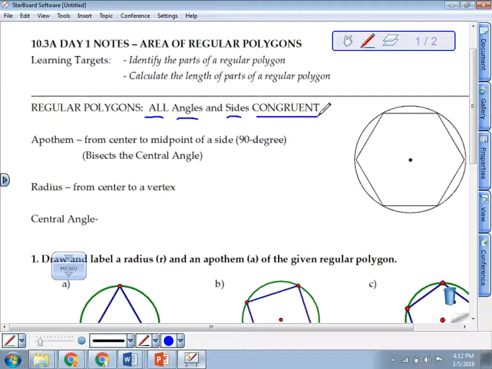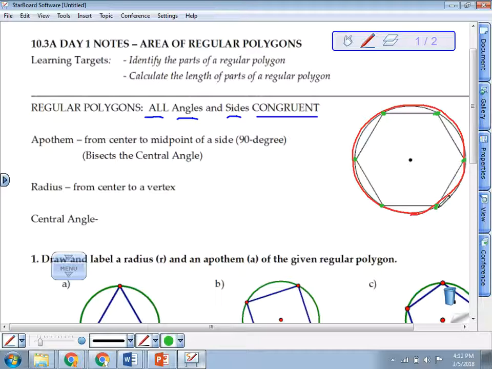Now, if you take a regular polygon, which we have in the middle here, which is a hexagon, and you draw a circle around it, you see that circle right here. Well, what do you notice? Every vertex of that regular polygon is on the circle. Because of that, we're going to learn about some parts of regular polygons.